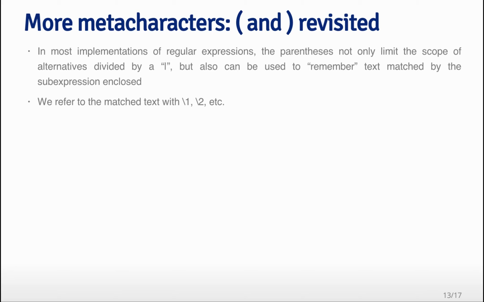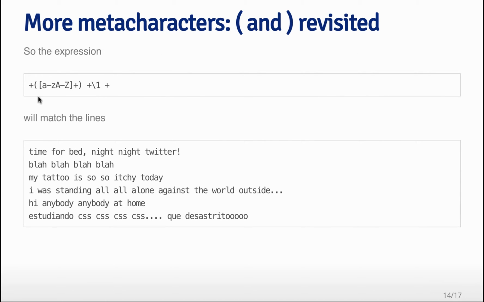In most implementations of regular expressions, the parentheses not only limit the scope of the alternatives provided by this or, but they can also be used to remember the text matched by the sub-expression. We refer to the matched text with escaped numbers, like escape 1, escape 2, and so forth. So for example, here, what we're looking for is a space followed by at least one, but possibly more characters, followed by at least one space, followed by the exact same match that we saw within the parentheses.